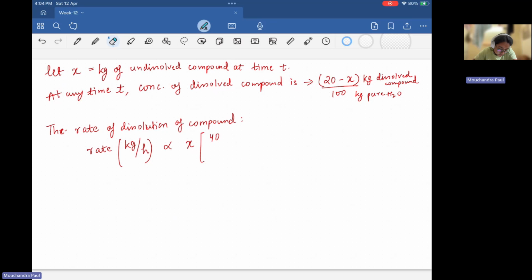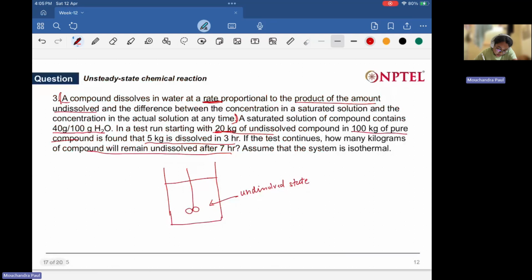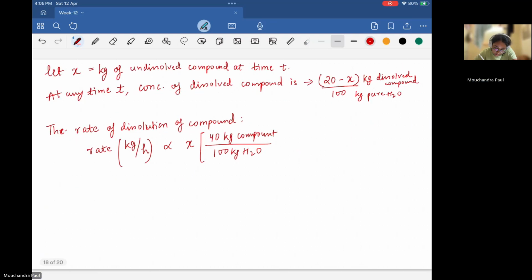Since it's a ratio, we can change the units to 40 kg of compound by 100 kg water, minus the concentration in the actual solution at any time. This is the actual solution concentration. It's 20 minus x by 100, again kg compound per kg water.